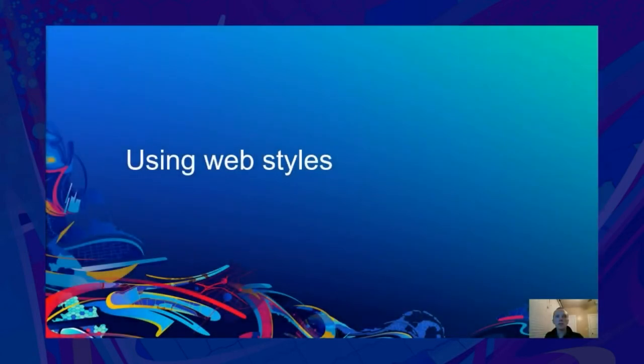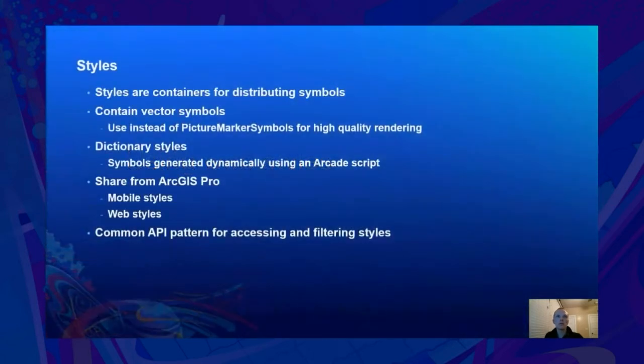In this next section, we'll take a look at using web styles with ArcGIS Runtime. Styles are a relatively new feature in ArcGIS Runtime. They are containers for distributing symbols. Styles can contain vector symbols, which means they provide high-quality rendering on any device at any resolution. Dictionary styles are a more advanced form of style, where symbols are dynamically composed at runtime from the individual parts within the file based on an Arcade script.